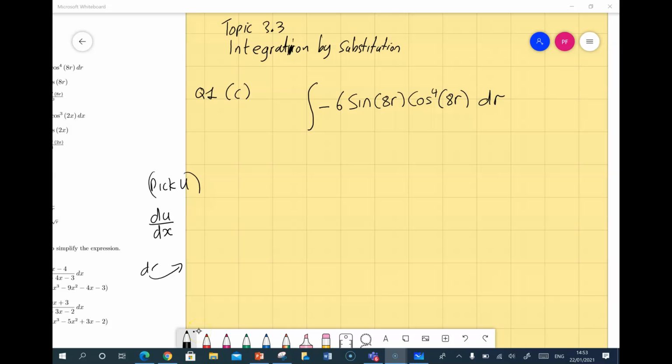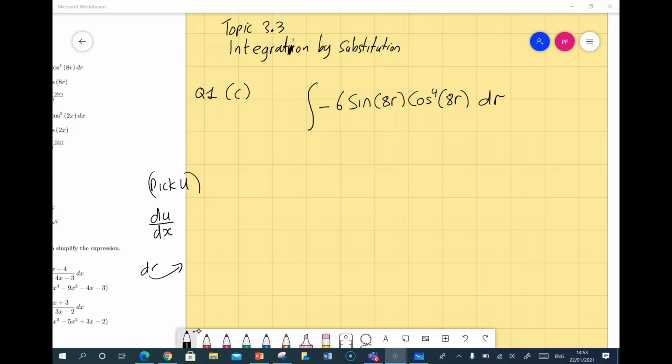This is topic 3.3, integration by substitution, question 1c. So here we have our expression, the indefinite integral of minus 6 sine 8r cos to the power of 4 8r dr. First step is always pick a u.